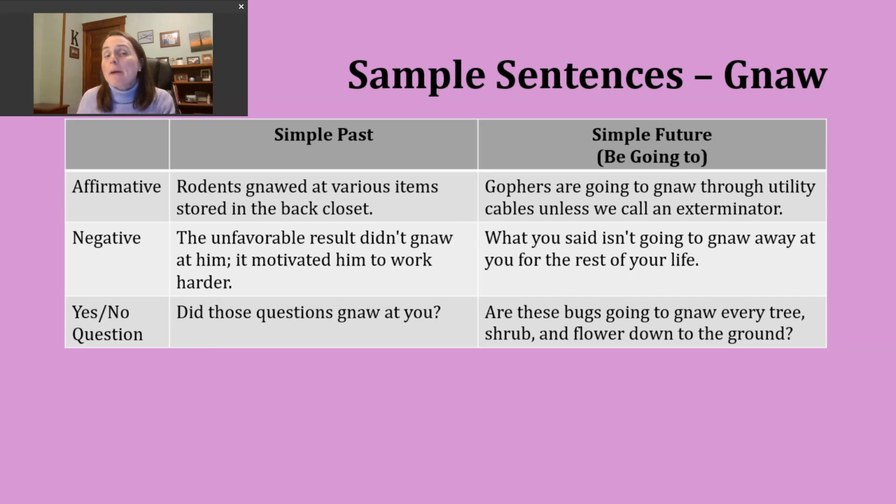The nice thing about making sentences in the simple past tense is that our pattern to the sentence will stay the same no matter what our subject is. So in the affirmative, or in a positive sentence, we start with our subject and then we use that ed form of a verb. Here is our example. Rodents gnawed at various items stored in the back closet.